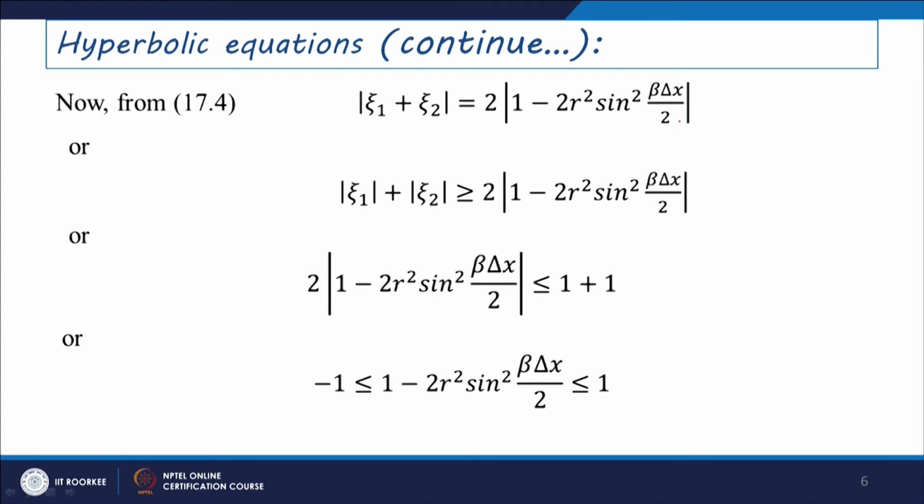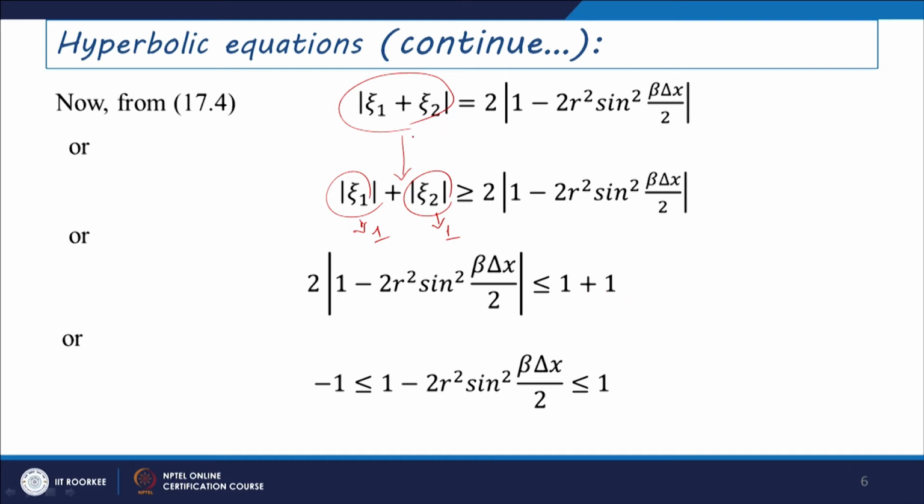If you put this relationship in the first relationship here, then we get the absolute value of zeta 1 plus zeta 2 equals 2 into 1 minus 2 r square sin square beta delta x by 2. And the absolute value of zeta 1 plus zeta 2 is always greater than or equal to zeta 1 plus zeta 2 itself. So it must be greater than or equal to 2 into 1 minus 2 r square sin square beta delta x by 2, since zeta 1 is considered as 1 and zeta 2 is considered as 1. That is why you can write 1 plus 1.